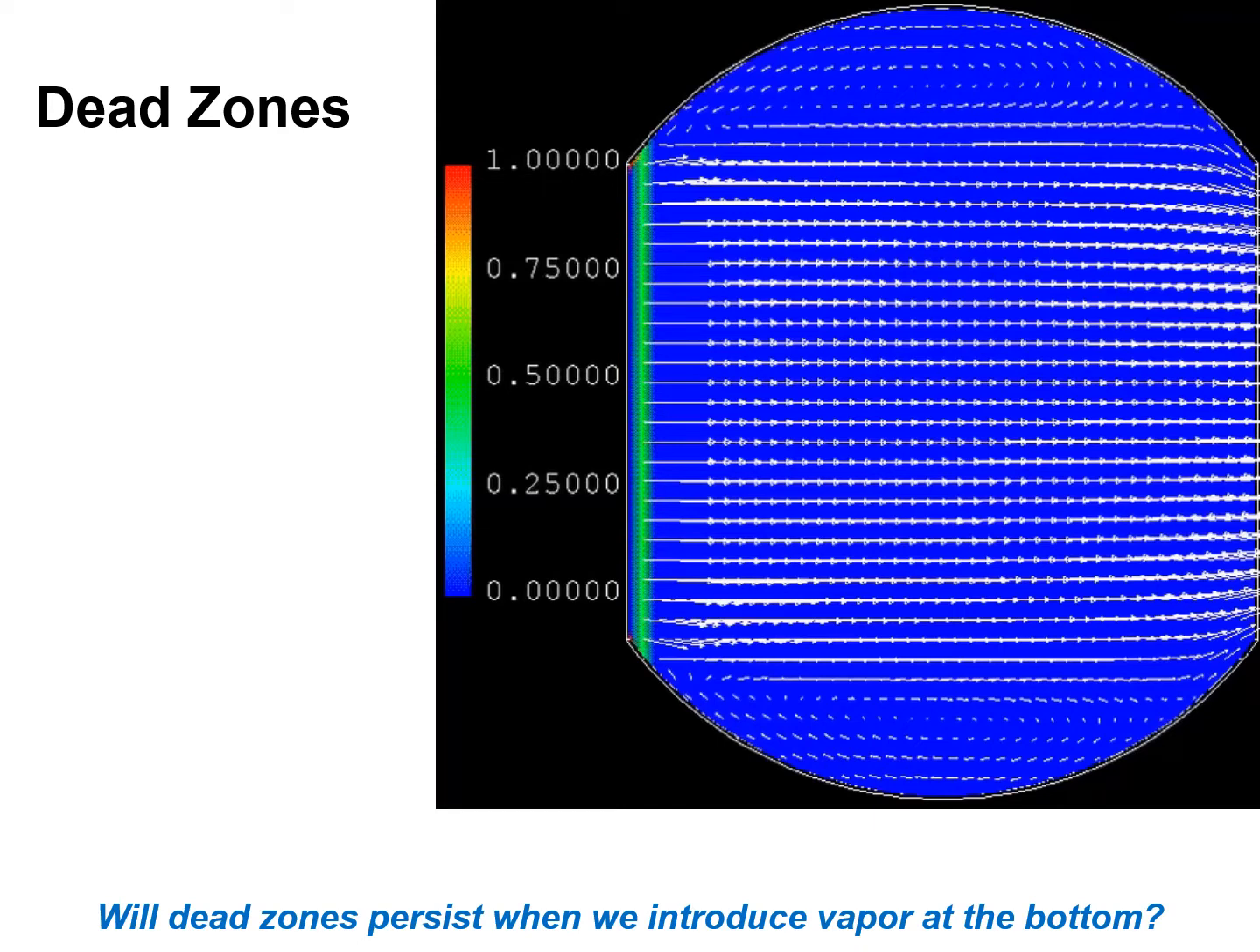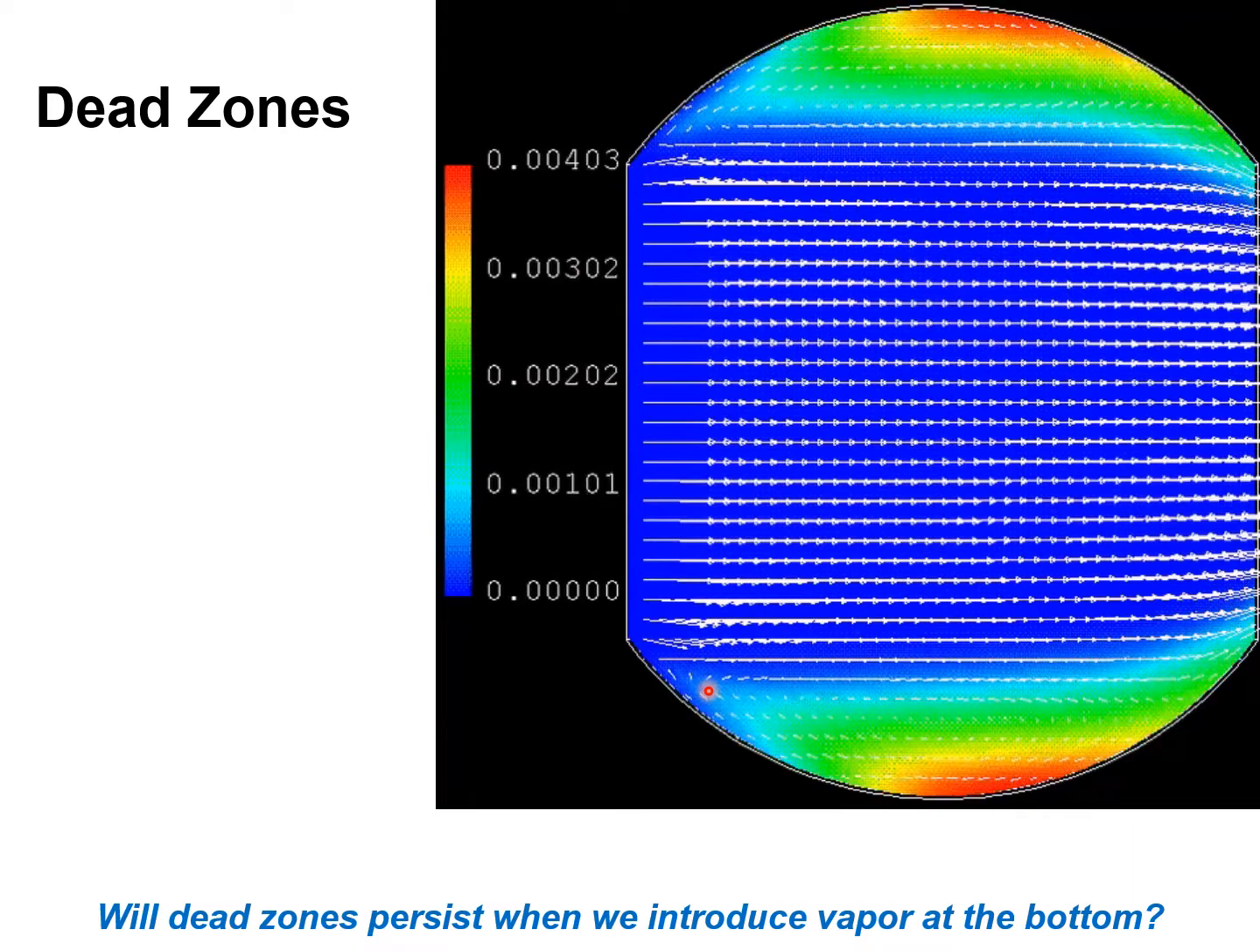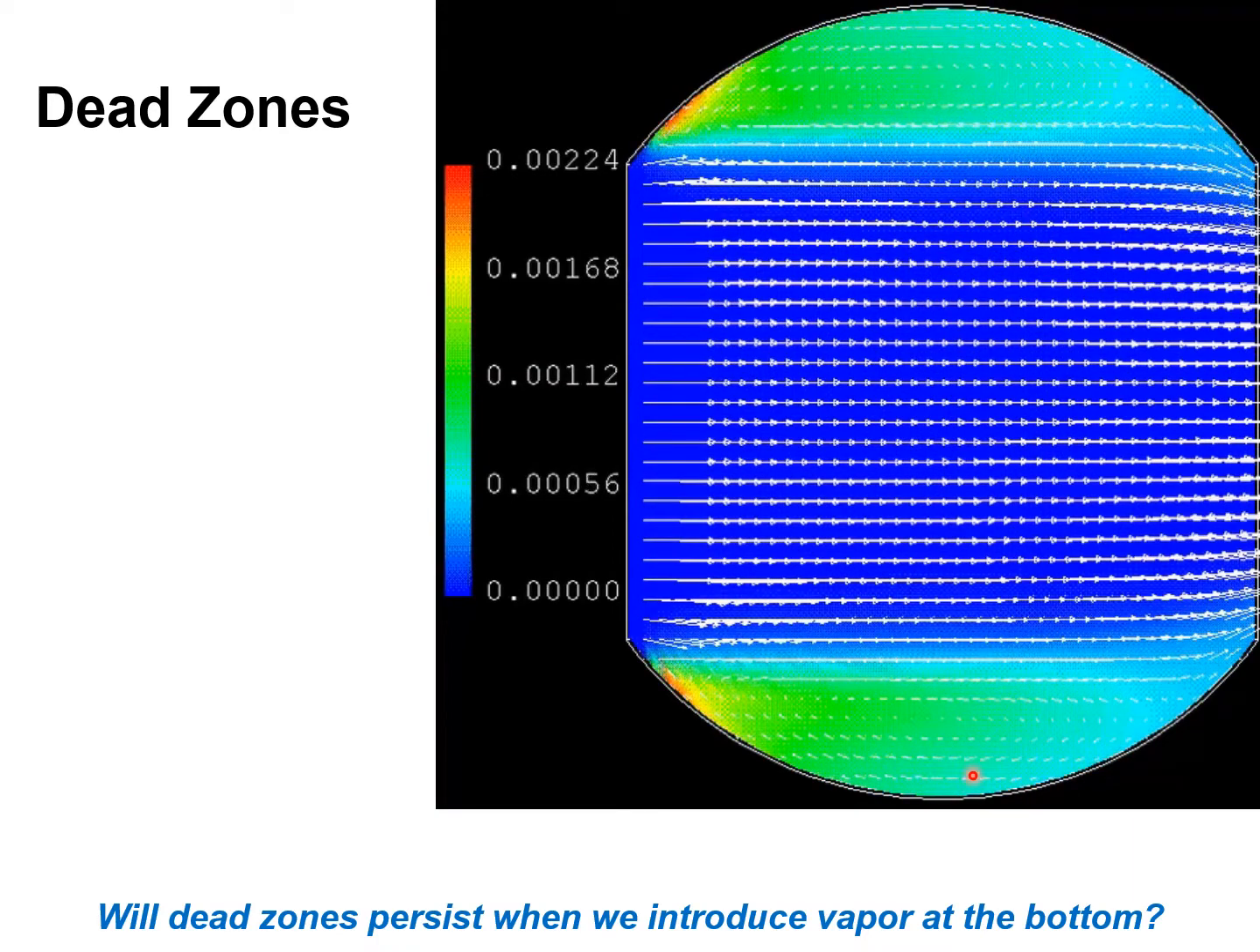We note from this that there is tracer lingering in the circular edges of the tray, whereas there is no tracer in this portion of the tray. Therefore, these zones may be regarded as dead zones.